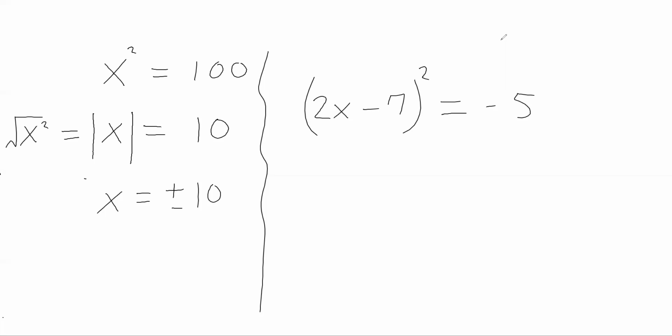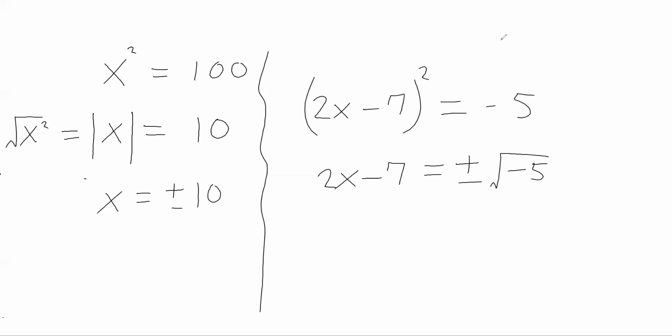If I take the square root of both sides of the equation, what we get is 2x minus 7. I'm not going to bother with the absolute value. We're just going to go straight to bringing in plus or minus to deal with the fact that there are 2 different square roots of negative 5. Neither of those numbers is real.